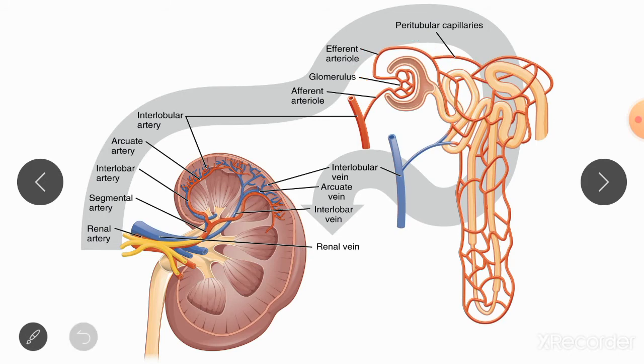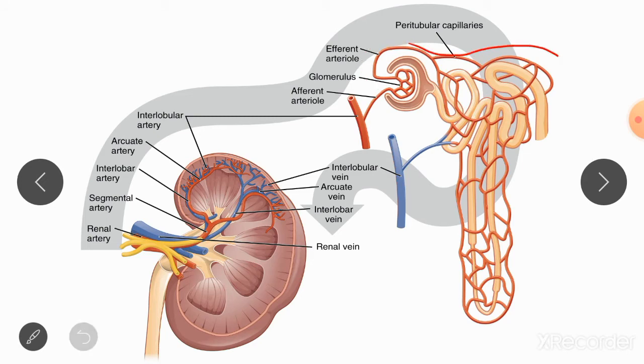So as I mentioned before, this is the difference between the capillary bed of the kidney and the capillary bed elsewhere in the body, where capillaries have arterioles at one end and venules at the other end. This is not how it happens in the kidney, because in the kidney there are two capillary beds, a glomerular capillary bed and a peritubular capillary bed, and they are joined together by efferent arterioles. So the interlobular artery divides into the afferent arteriole, which divides into the glomerulus, which is a tuft of capillaries. These capillaries join to form efferent arterioles.